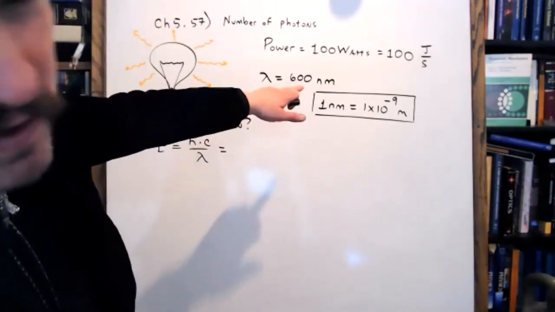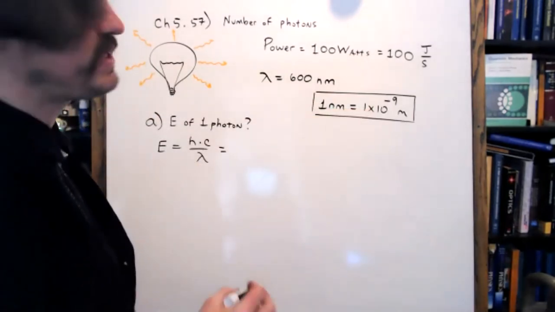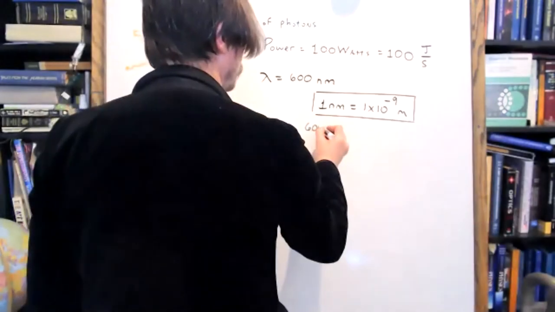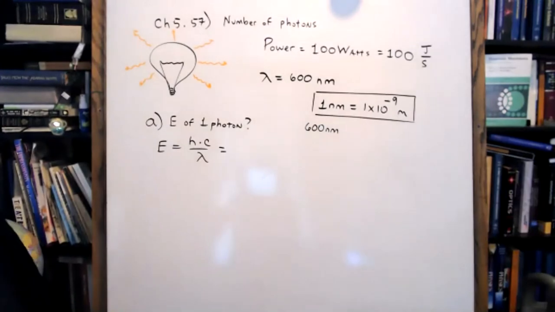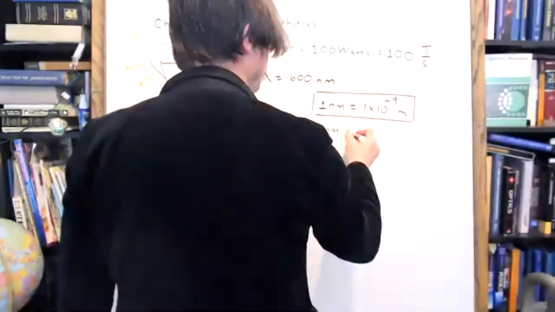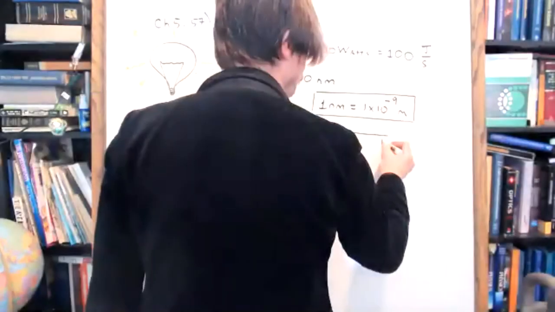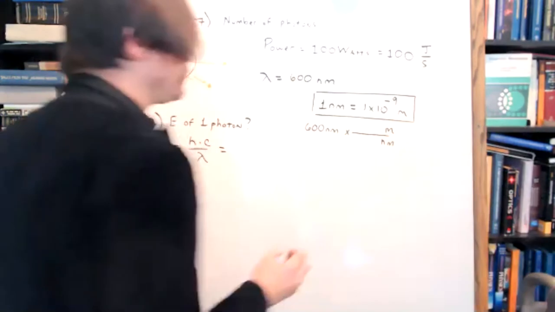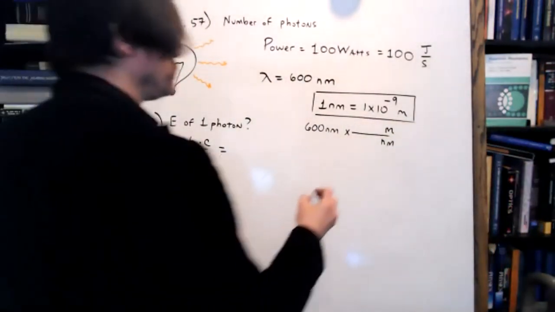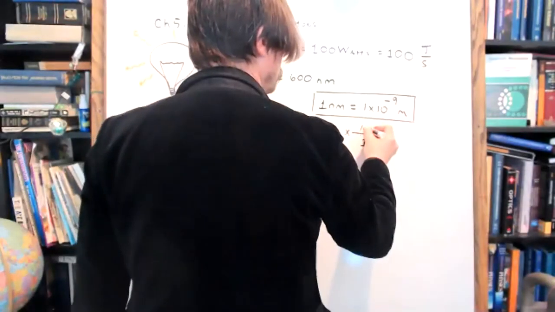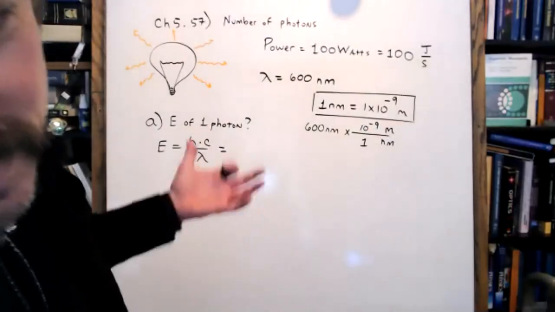We probably need to convert from nanometers into meters because this is an MKS formula. So Mateus, here's 600 nanometers. What do you want me to do? Division bar? Yep. And then it's gonna be nanometers in the bottom and meters on top. And what's the conversion factor? One nanometer equals 1 × 10⁻⁹ meters. I just wrote 10 to the minus 9 for fun.